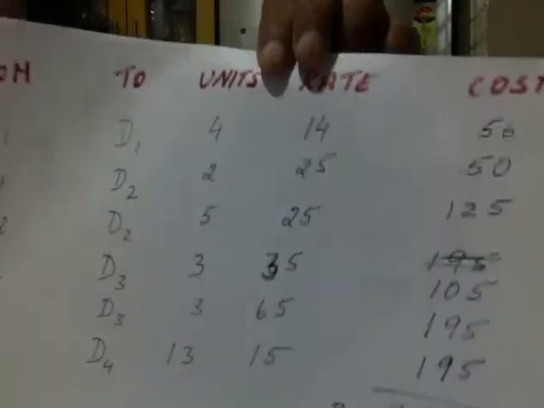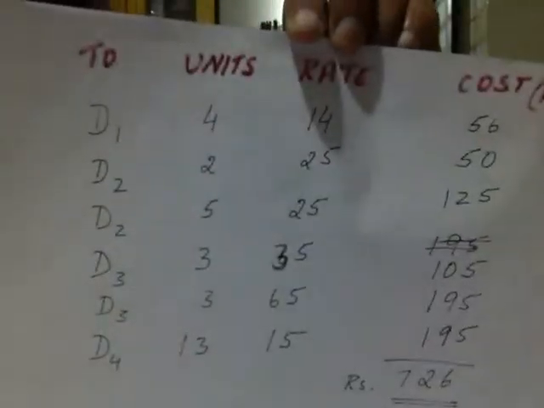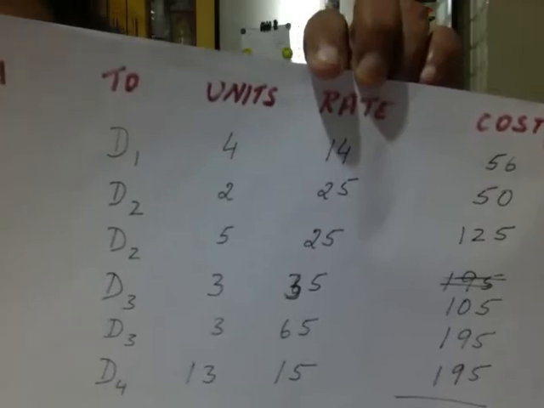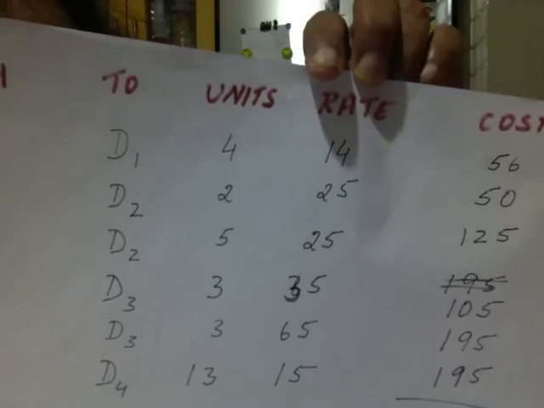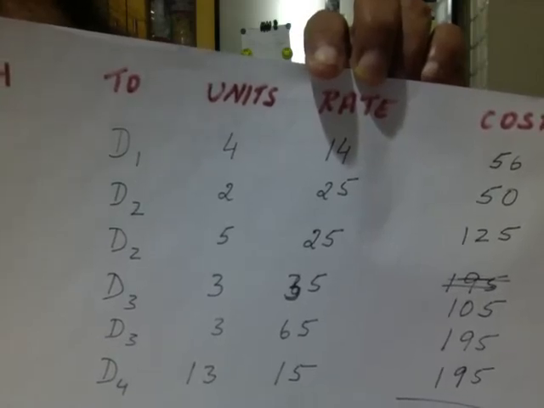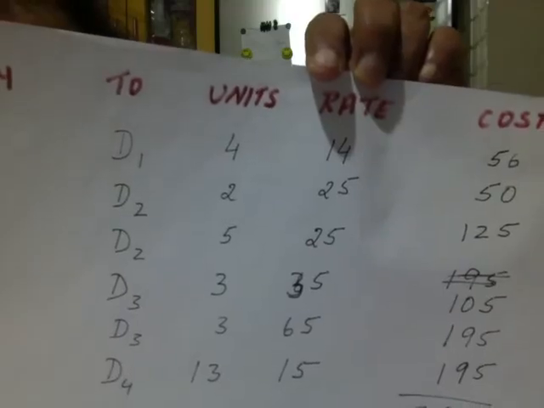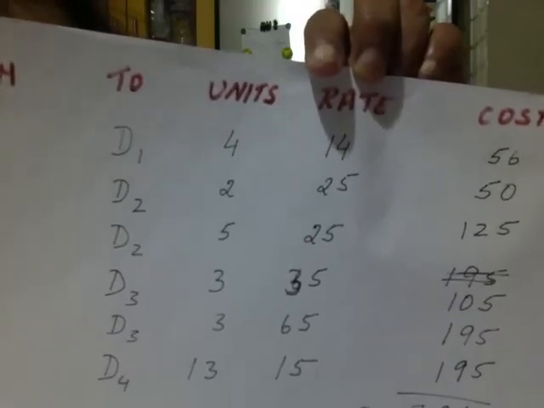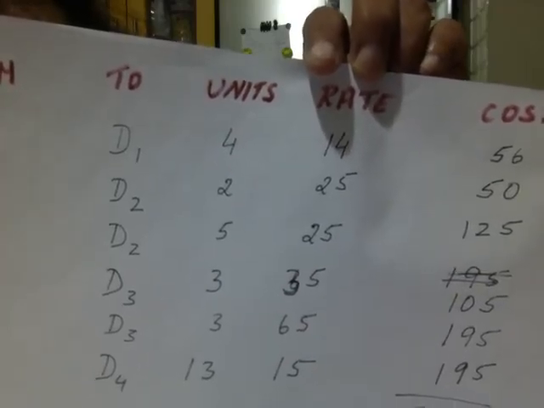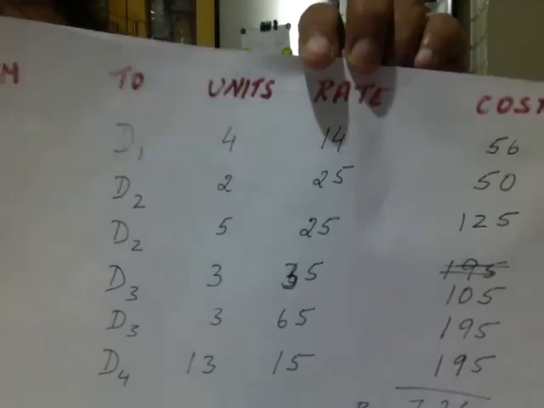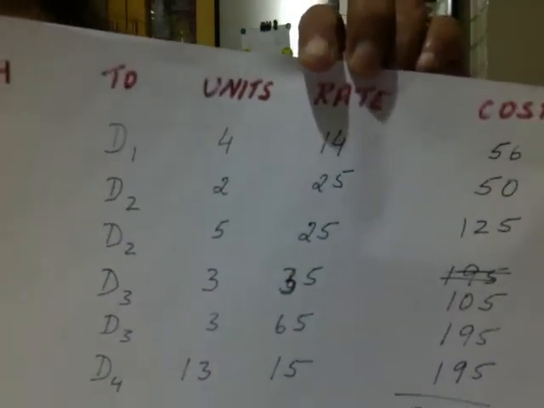We have here S1 to D1, 4 units at the rate of 14.56 rupees. S1 to D2, 2 units at the rate of 25.50. S2 to D2, 5 units at the rate of 25.125. Fourth one is S2 to D3, 3 at the rate of 35.105. The fifth one is S3 to D3, 3 at the rate of 65.195. And the last one, sixth one, is S3 to D4, 13 at the rate of 50.195. So your answer is rupees 726.